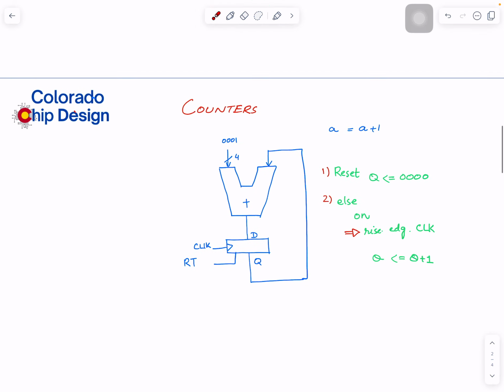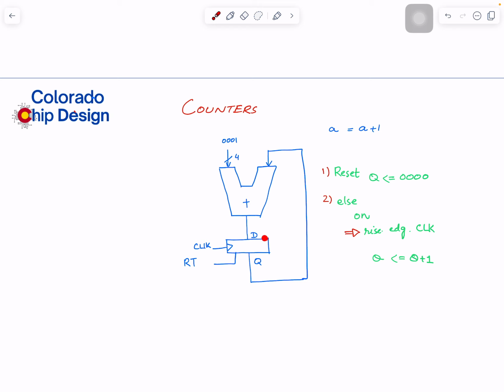Pretty simple. The way we make a counter is, this is our friend flip-flop that we already studied. Here I just laid it down instead of vertical. I could have drawn it vertical, but I drew it like this. It makes more sense if I put this ALU, or this adder, at the top. I prefer this.